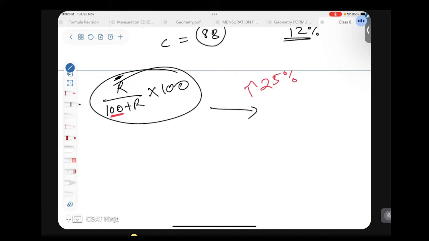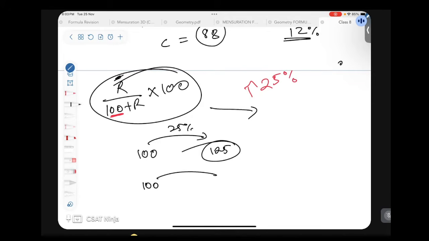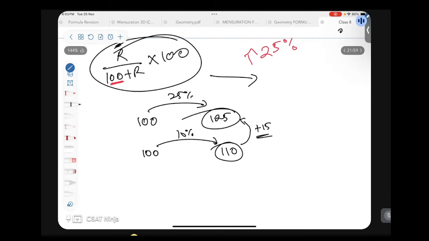The person can afford till 110, but the price is increased by 25%. That means it will be how much? From 100, if there is an increase of 25%, it will be 125. This is the new price, but the person can afford a 10% increment from 100, which will be 110. So the increase here, from 110 to 125, is a plus of 15. So the rate of increase here will be 15%.